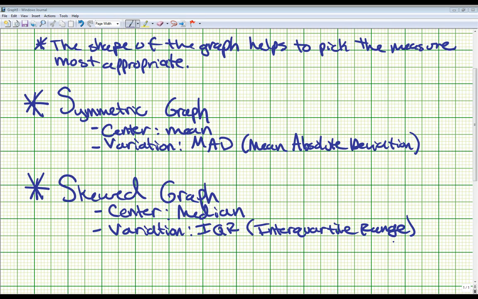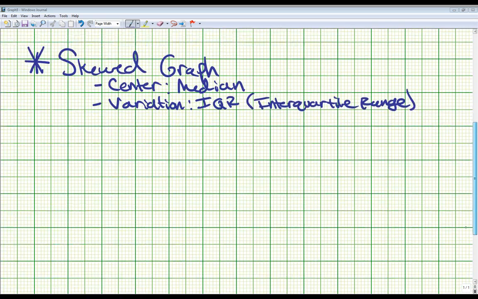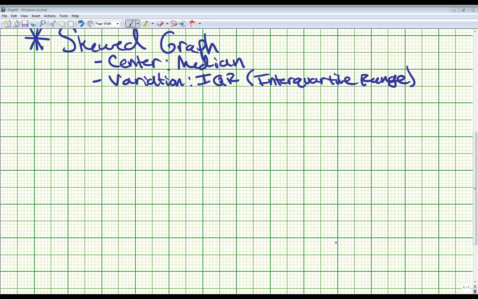So basically, that gives you everything you need to know right there. First, you need to know what kind of graph it is, symmetric or skewed. And then you just have to look at these notes and figure out, okay, I'm going to use that for the center and that for the variation. So we only have, I think, one example, two parts. No, we have two examples. So let's go ahead and get to example 1.